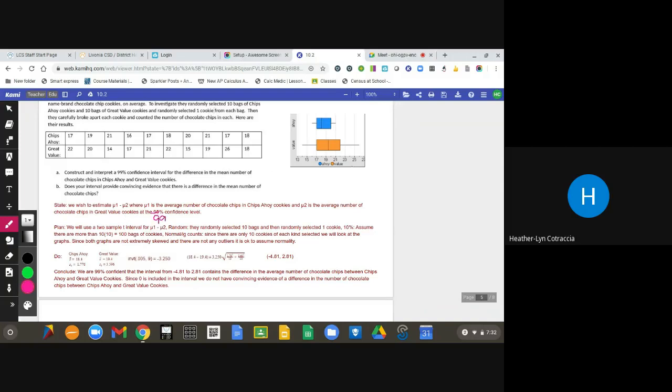That should be 99% confidence. And I'm pretty sure I did do it right down there. I just wrote it wrong right there. Okay, plan. Remember, in plan, you need to name your test.